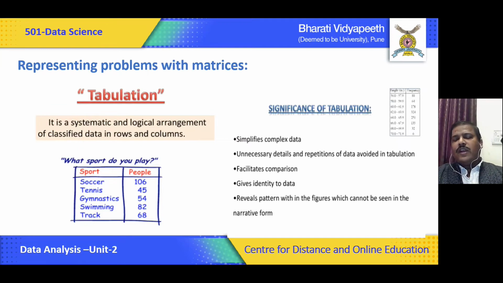So now if you are representing it in a tabular format, you can easily find out and handle the different kinds of situations, right? Then it facilitates comparison. Now easily you can compare, you can find out, you can correlate, right? Easily, because it has a column and row format, or a matrix format. Easily you can distinguish, and easily you can find out the relations among the data. It gives identity to data.